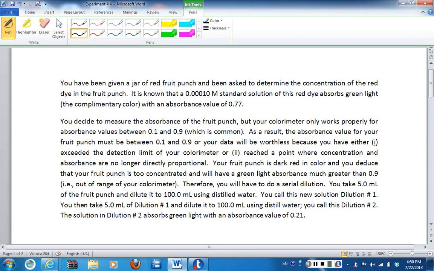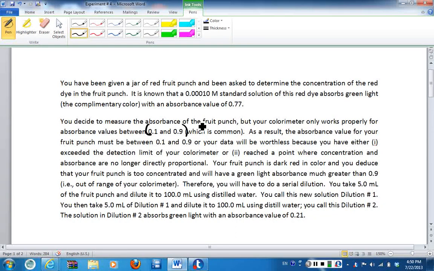Now, you decide that you are going to test your fruit punch in your colorimeter, but the colorimeter has a bit of a drawback in that there is a specific range of absorbance values that you need to have your absorbance values in between in order for your data to be considered reliable. And with colorimeters, this is between 0.1 and 0.9. So all of your absorbance values, the experimental values that you take using your colorimeter, need to be in between this value. And if they're not, then they're not reliable.